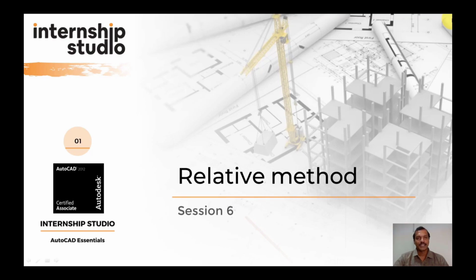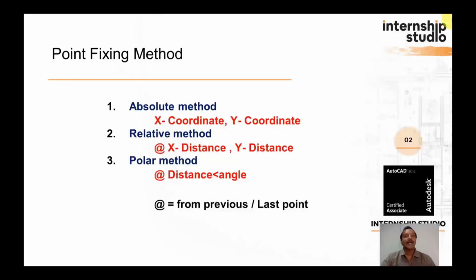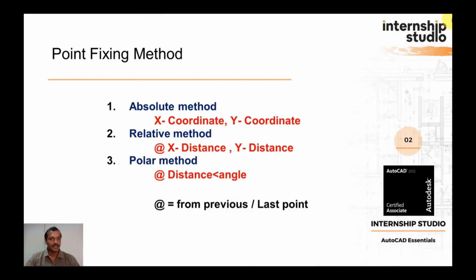We are in the discussion of point fixing methods. This is the second method, called the relative method. Already we discussed there are 3 methods. Last session we discussed the absolute method of point fixing. Now we are going to discuss the relative method of point fixing.